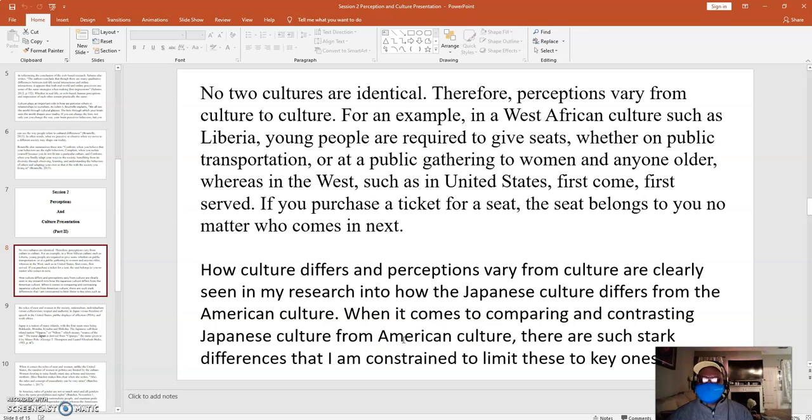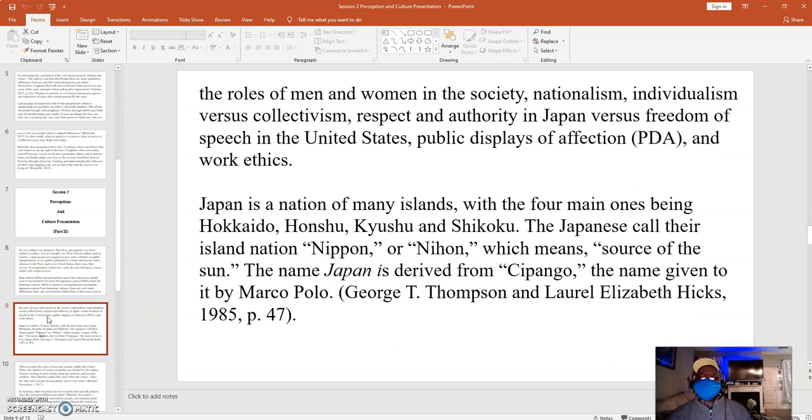I was really constrained to just limit my research to the roles of men in the society, nationalism, individualism versus collectivism, respect for authority versus freedom of speech in the United States, public displays of affection or PDA, and work ethics. And Japan is a very small nation, but it's made up of so many islands, about 1,200 islands. And the 4 main ones are Hokkaido, Honshu, Kyushu, and Shikoku.